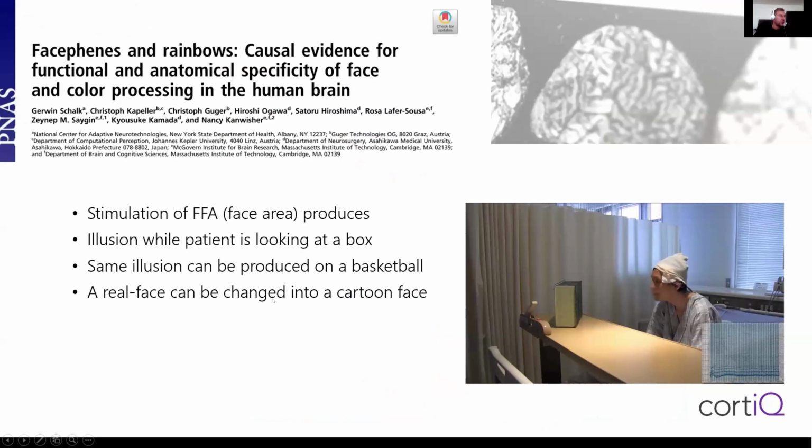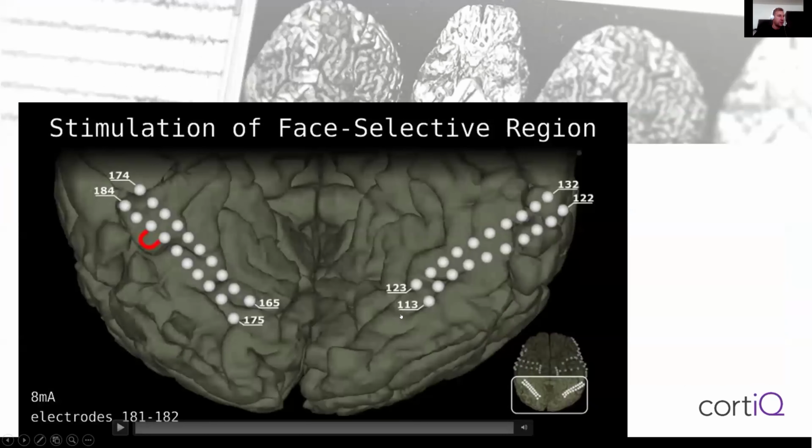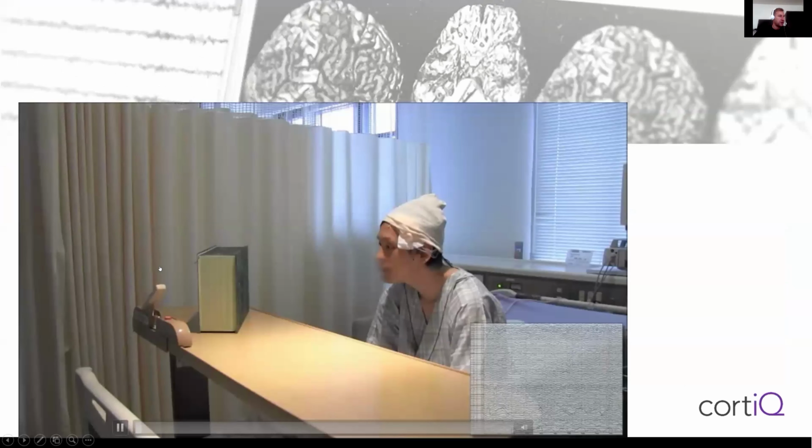So here, for example, we performed together with the MIT and Gerwin Schalk an experiment where we wanted to understand how the phase perception works on the fusiform phase area. And for that purpose, the patient here was stimulated on the fusiform gyrus while looking at 4 different kinds of objects or faces.